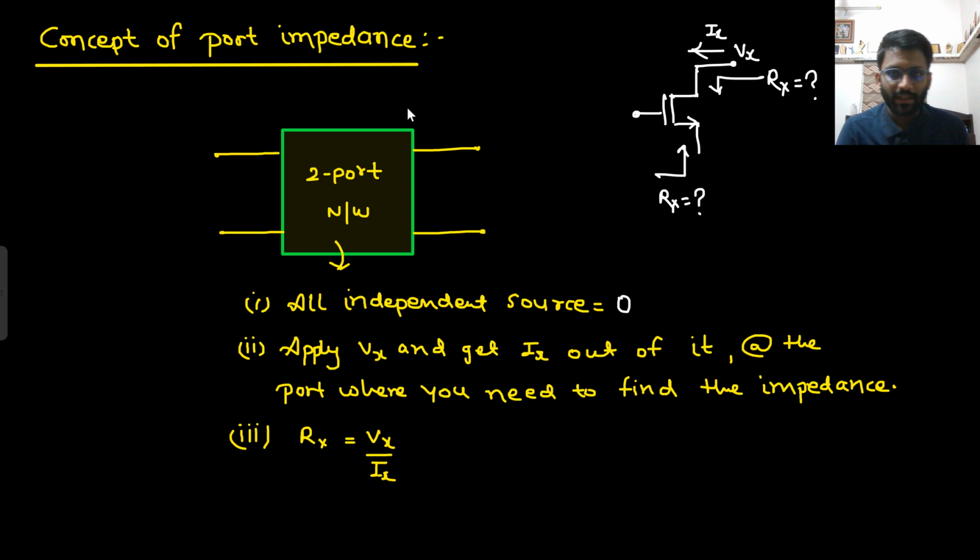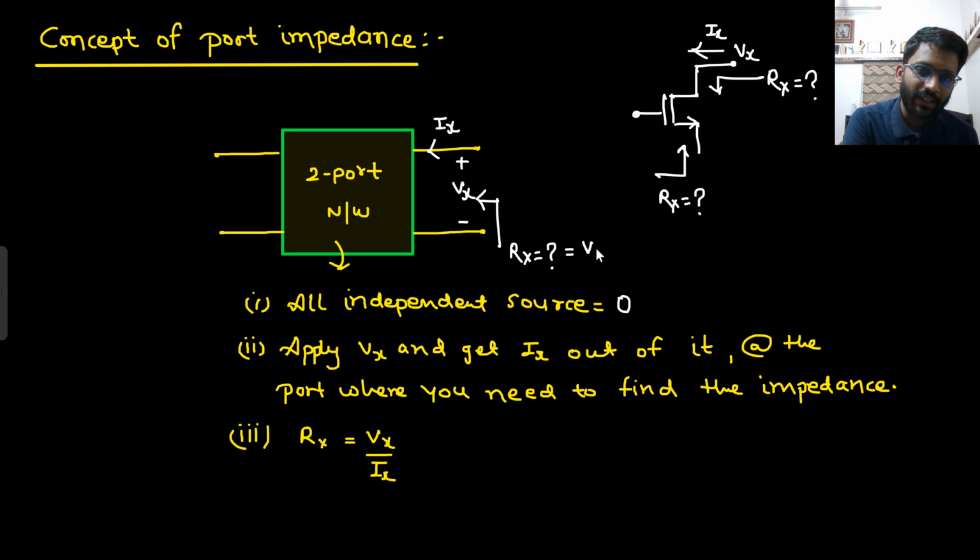Did you get it? Let's assume in this question I was asked to find Rx here. So what I will do, I will put all the independent sources to 0. Then I will apply Vx here and get Ix out of it. So my Rx would be Vx by Ix. That's it. Understood? So these kinds of questions will be asked.